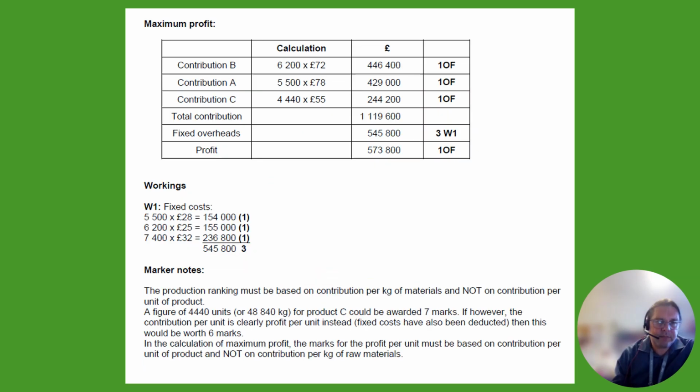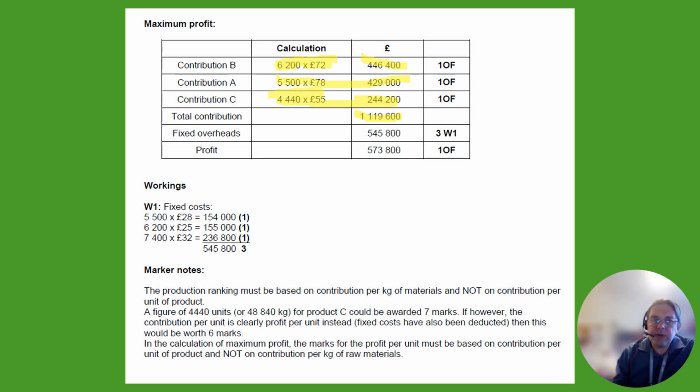So on the next slide, we go from that production plan. So B, we've managed to produce all 6,200. We make a contribution of 72. That will be your own figure based on all of your other figures, but hopefully we've got them right. That means you would have a contribution for B of 446,400. That's how much it's making. A, same principle, 5,500 times the contribution. And for C, we've got to just base it on the new figure, which is 4,440. So you're getting a really quite nice mark for multiplying the production plan by the contribution you've already worked out. You're going to get 3 marks in total for that, so it's quite generous.